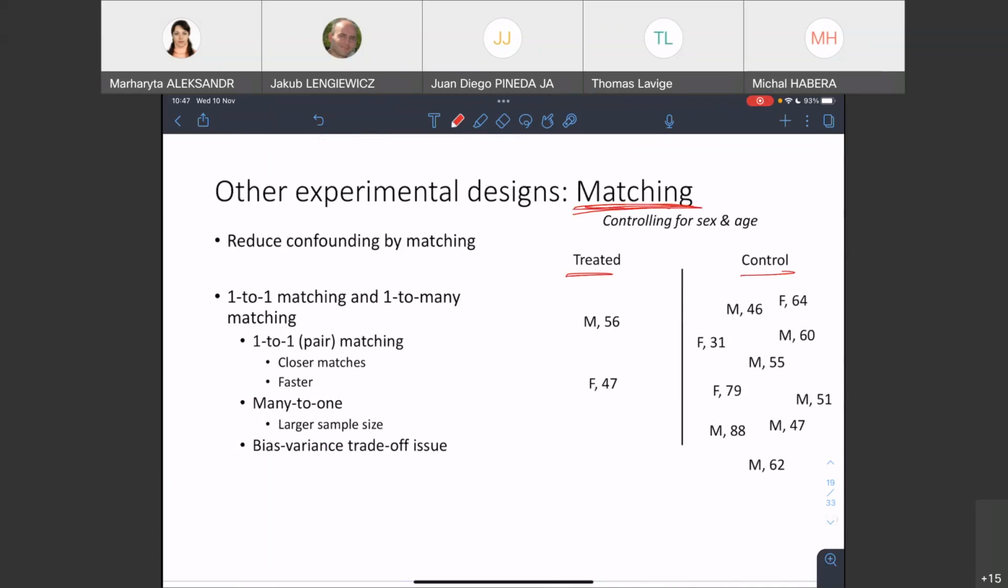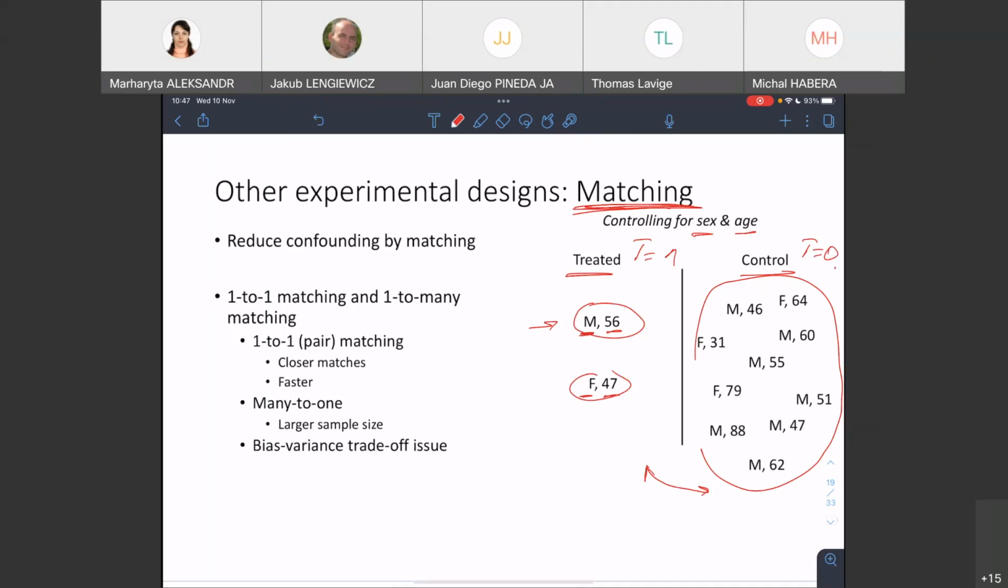For example, here we have two variables, sex and age. In the treatment group, I have one element that is male, age 56, and another that is female, age 47. Then I have another group that is much larger and has much more diversity. So comparing them directly is not fair. But what we can do is find the best matches for every entry of my treatment group. The treated group is where I have the value of treatment equals 1, and here I have the value of treatment equals 0, and then compare these two subgroups.